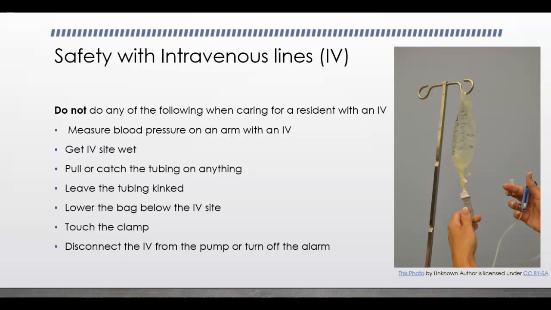Do not pull or catch the tubing on anything. You have to really watch that when you're moving them in bed, pulling them and transferring them to the wheelchair, things like that, that you know where all your tubings are. If you notice that the tubing's kinked, make sure you straighten it out. You never want to lower the bag below the IV site. The clamp is what she's got in her hand over here. You don't touch the clamp. And never disconnect the IV from the pump or turn off the alarm.